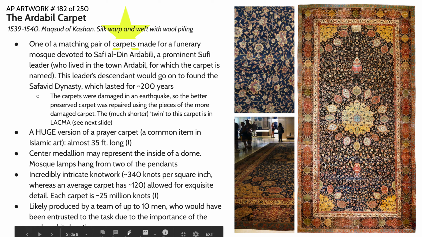So this particular artwork involved 340 knots per square inch, which is almost triple the normal amount of knots. So you can imagine that there's going to be more detail. A lot of students kind of struggle with understanding precisely what this means.